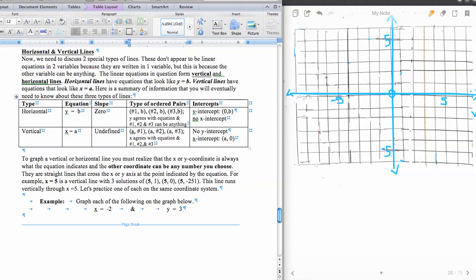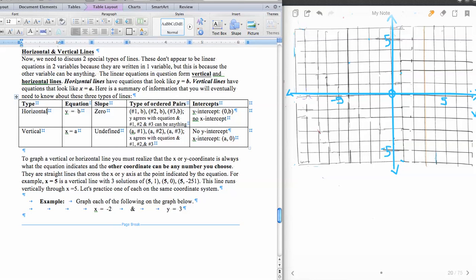Now the vertical lines, x equals a. As soon as we see an equation x equals a, that's tipping us off that it's going to be a vertical line. Now remember, horizontal goes this way, right? And vertical, it goes this way, up and down. And so that's the difference between horizontal and vertical. So when we see this x equals a form, we know, oh, it's a vertical line.